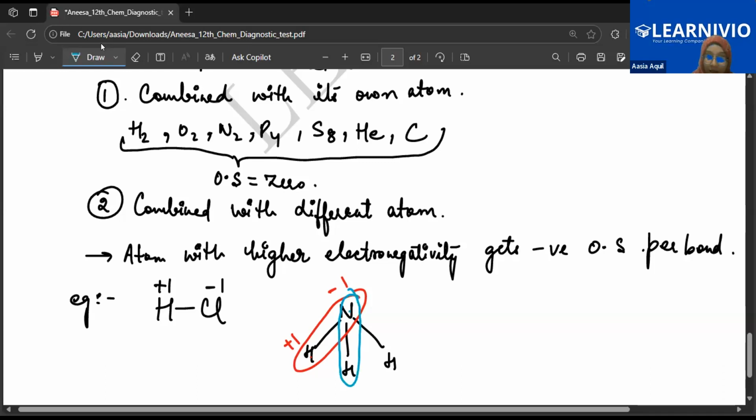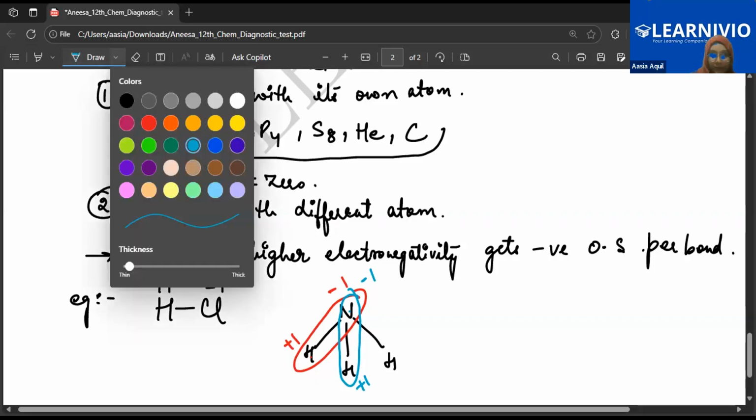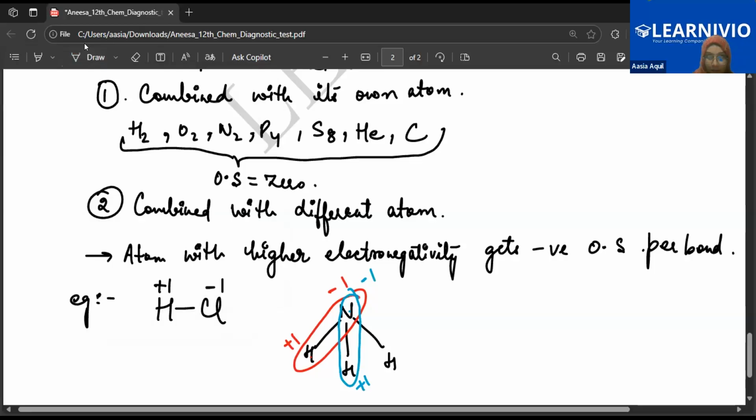Again, in this N-H bond, nitrogen will acquire a negative charge and the hydrogen will acquire +1 charge. Similarly, in this N-H bond, the nitrogen is more electronegative than hydrogen, so obviously this will acquire -1 charge and this will acquire +1 charge. Now all the hydrogens have +1 charge, which means the oxidation state of hydrogen is fixed, which is +1.